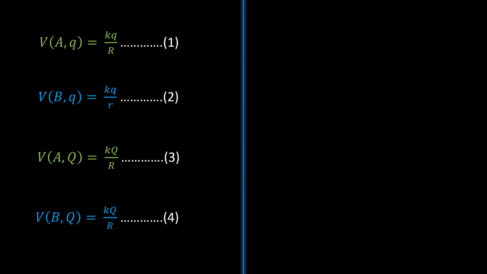If we denote it with VA, it is kq by capital R plus kQ by capital R. Now first q is charge on the smaller shell and second Q is charge on the bigger shell. Similarly, if I want potential at B point, it will be kq by small r plus kQ by capital R. Okay, and charges are also different. So now if I want potential difference, if I take VB minus VA, what would I get?